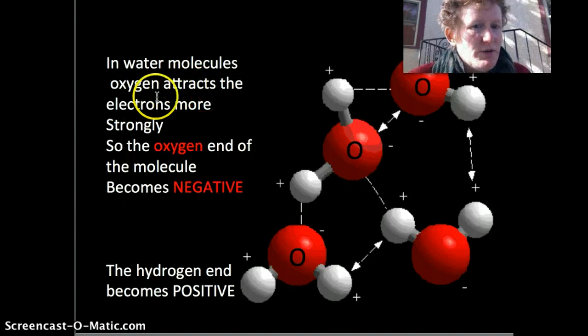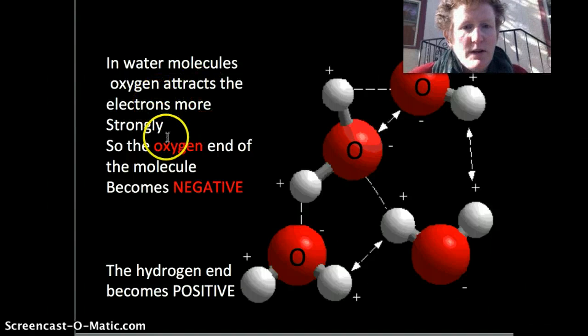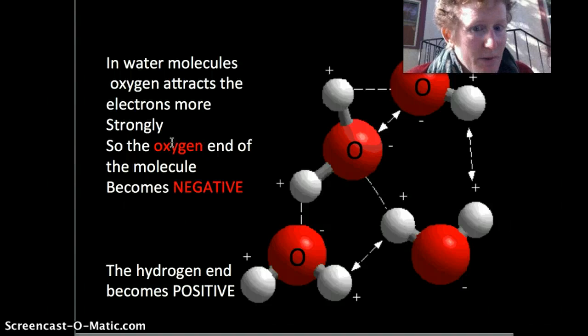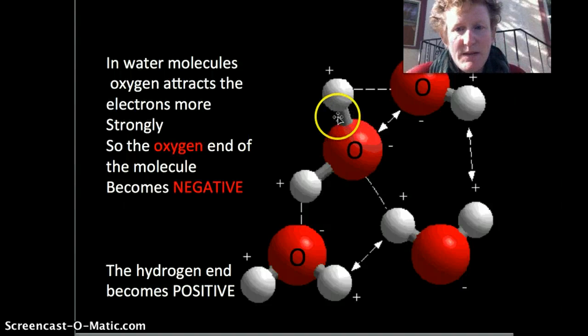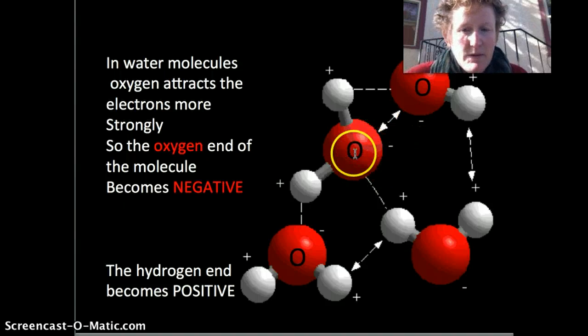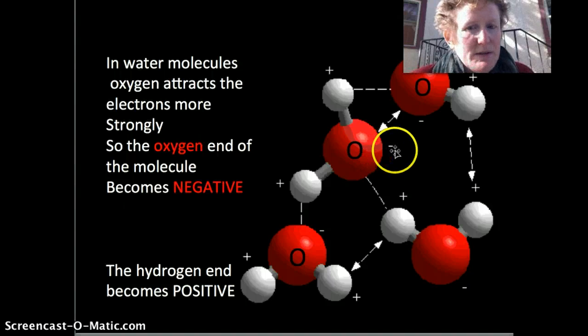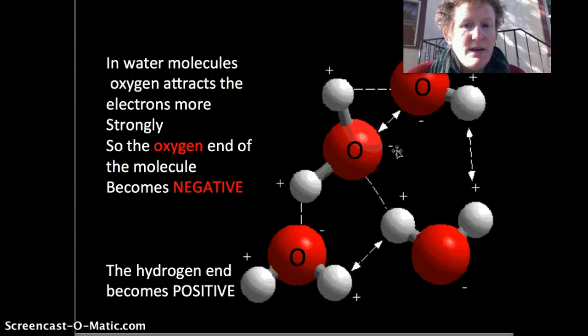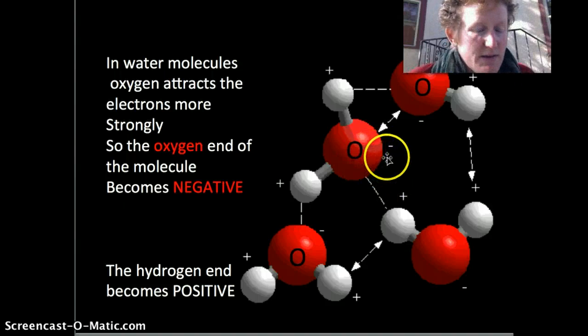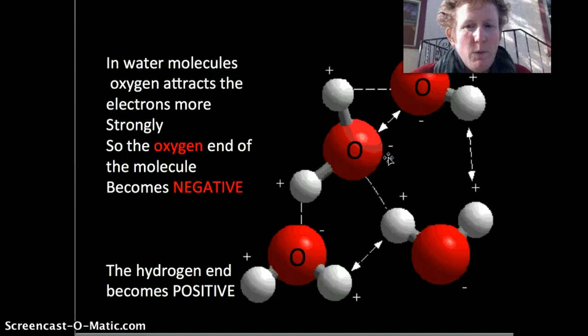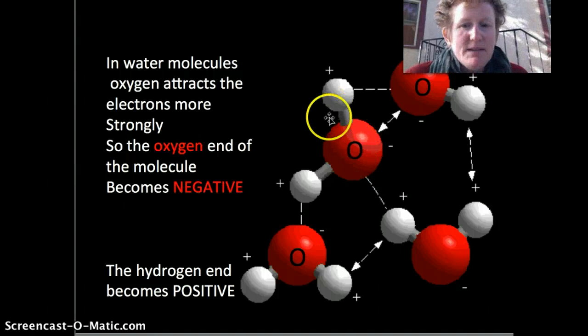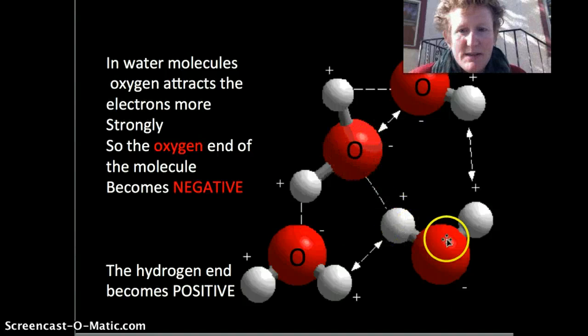The oxygen attracts those electrons more strongly, so the oxygen end of the molecule becomes more negative. You can see in this picture the oxygen end of every water molecule. Here's the oxygen, and here it's more negative because there are more electrons. Remember, electrons have a negative charge, so if there's slightly more electrons on the oxygen end, it's going to be more negative, and therefore it's going to be charged. Because it's a charged molecule, these guys stick together.